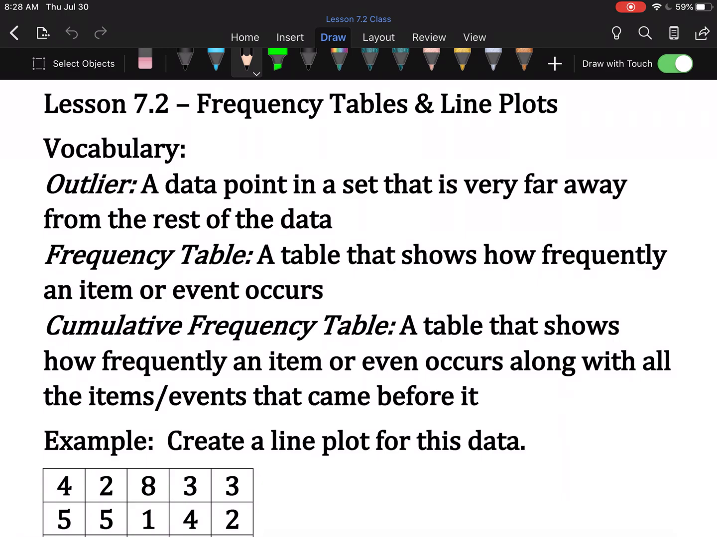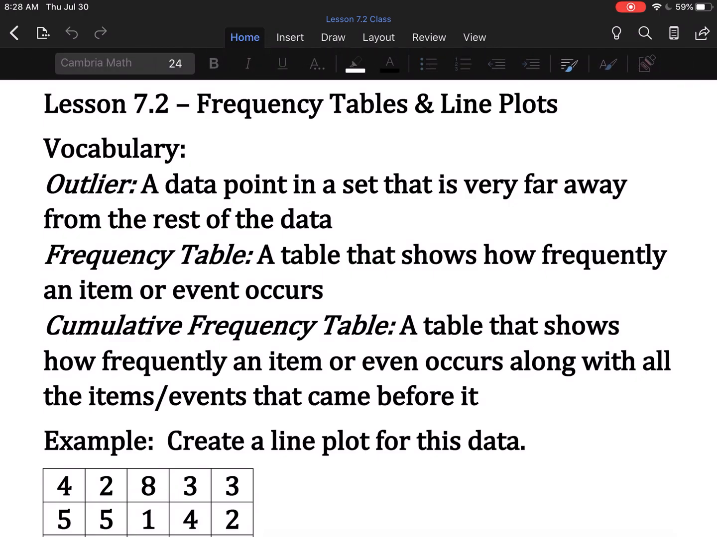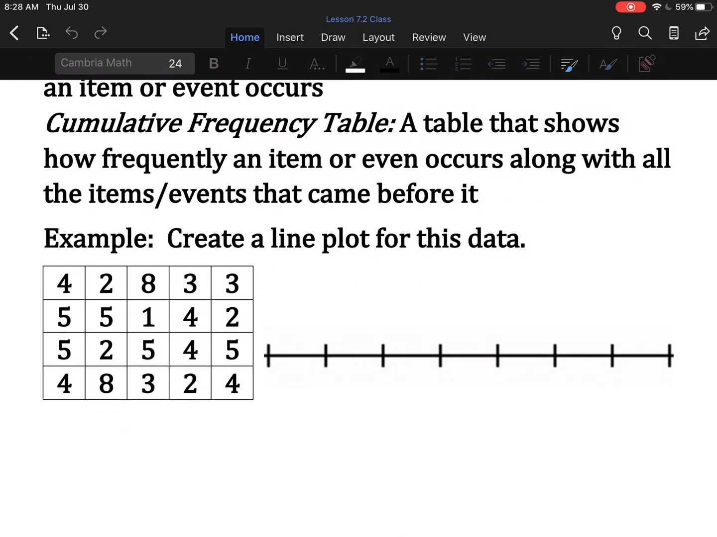A frequency table is a table that shows how frequently something happens. And a cumulative frequency table shows how frequently something happens and how many times things have happened to that point. And we'll get to that.